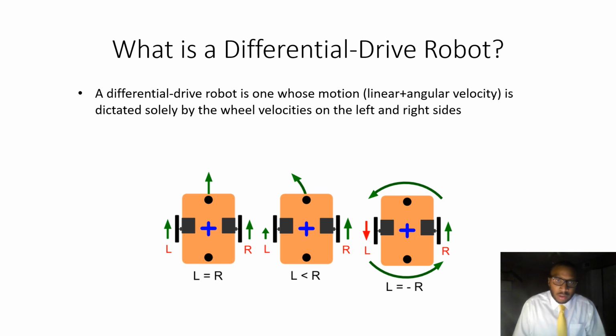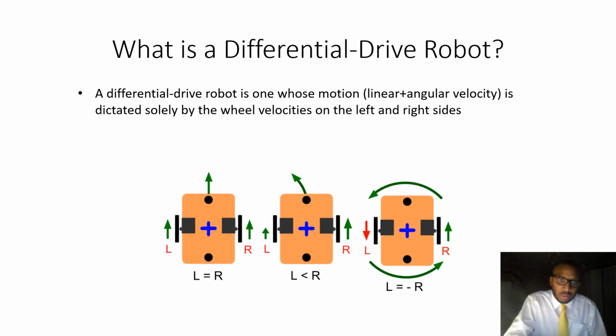For those who do not know, at its most basic definition, a differential drive robot is one whose motion, the linear and angular components, is dictated solely by the wheel velocities on the left and right side of the robot. This can be clearly shown within this diagram, where it has three different scenarios of the same differential drive robot. As you can see, it has wheels on both its left side and right side.